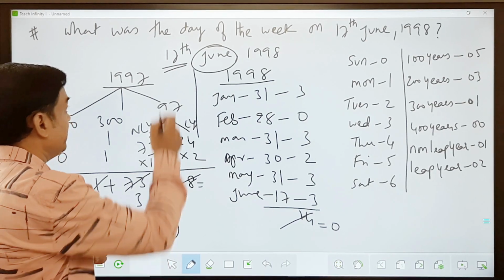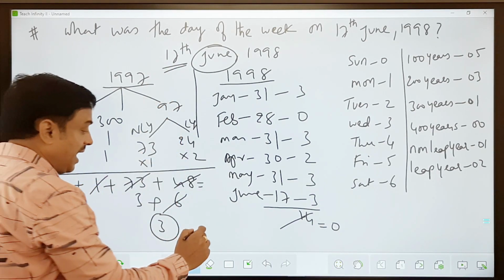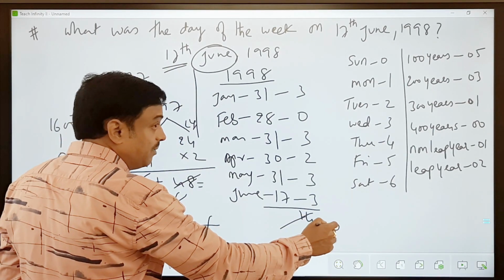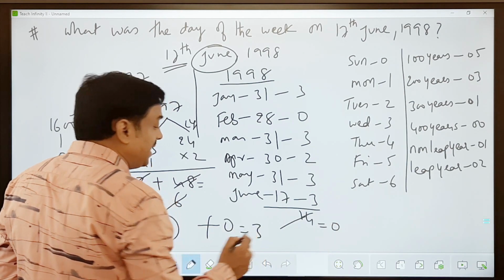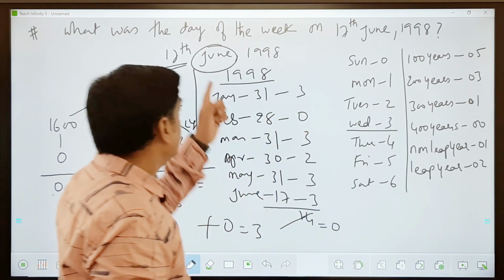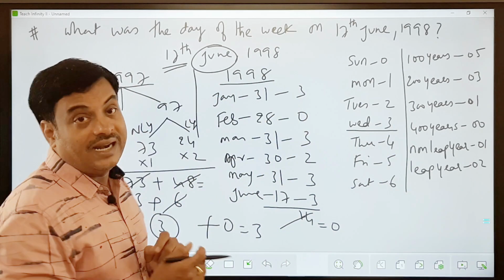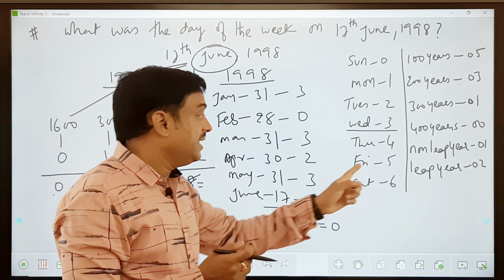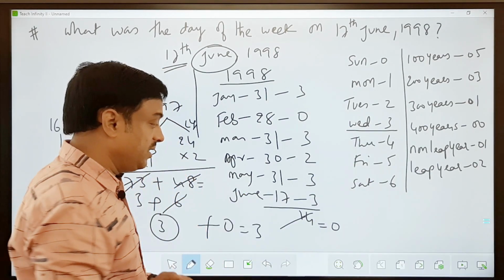You see here the carry forward number I got is 3, and for this year I got the number as 0. So 0 plus 3 ended with 3. That means it was a Wednesday. So that is what the calculation is all about.